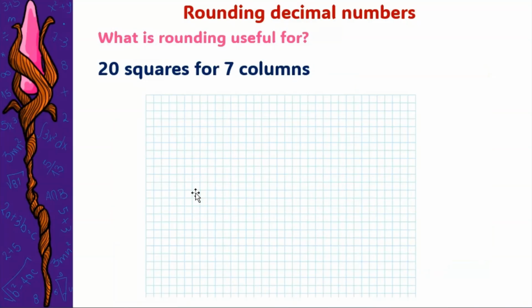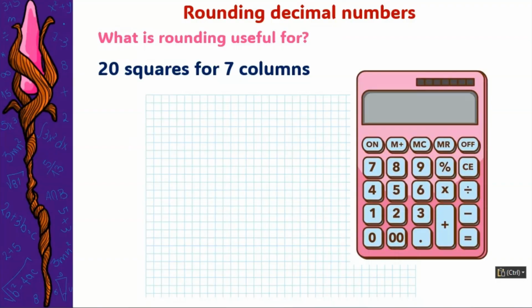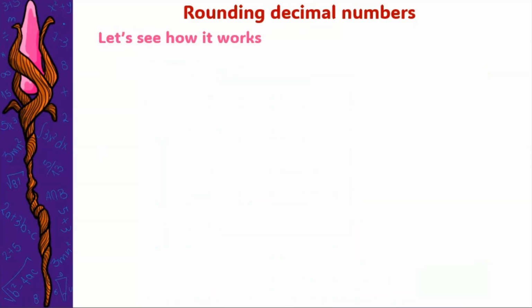Another situation, very common in the classroom. You are writing in your notebooks and you have to do a table with 7 columns and you have 20 squares. And then you go to the calculator again and put the operation there. And then the calculator gives you this. And it just doesn't make sense for you to measure this because you have just squares. So you can say, okay, I'm not going to use all of these, I'm just going to use the 2.8. But you need to know how to round it correctly. That's what we are going to do today. So let's see how it works.